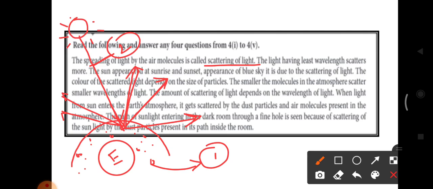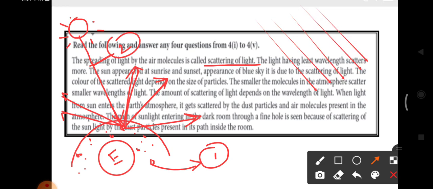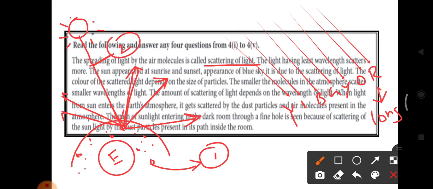You know that the sunlight is made up of 7 colors. Violet, indigo, blue, green, yellow, orange and red. So the sunlight is made up of 7 colors. Here the red has the longest wavelength and violet has the shortest wavelength.